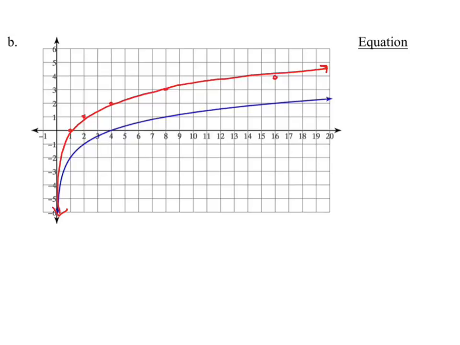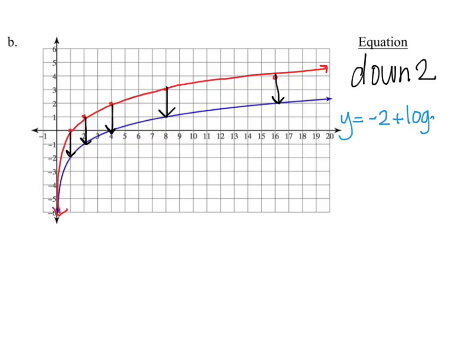This one, I should notice, does not have a horizontal shift because my vertical asymptote is still on the y-axis. But I should notice that everything has been moved down 2 units. So my transformation is down 2. So my equation is y equals -2 plus log base 2 of x. And that is my equation for this graph because I have that vertical shift down 2.